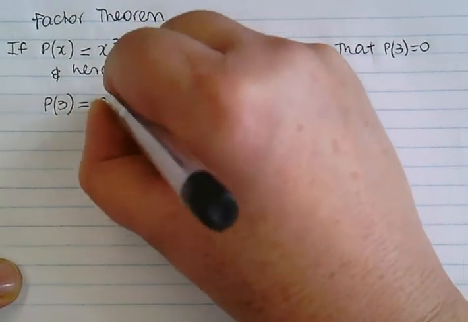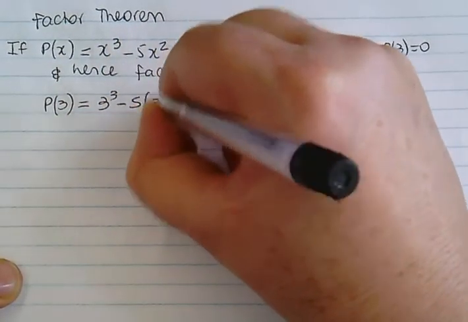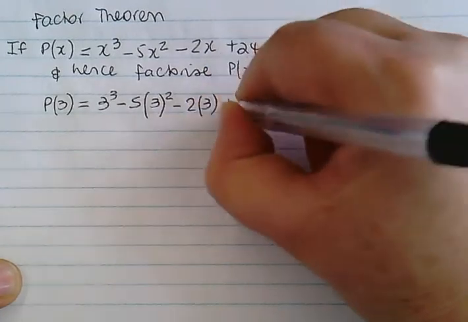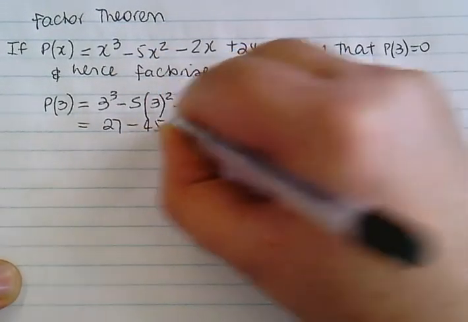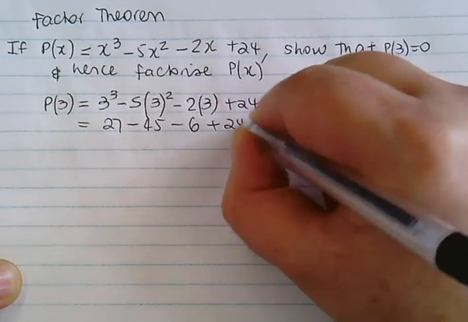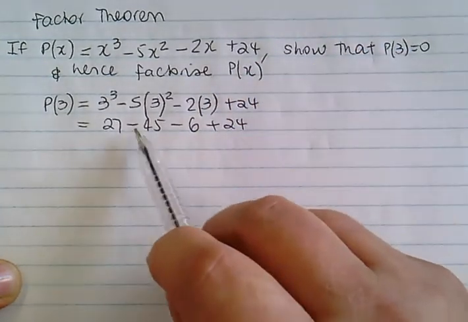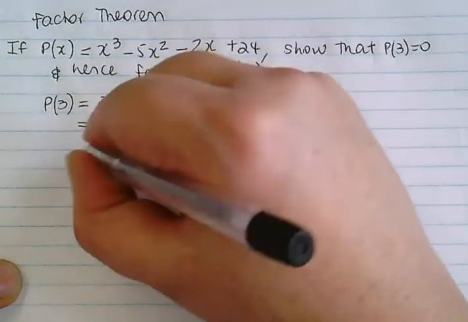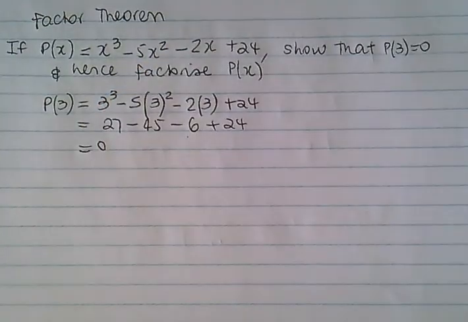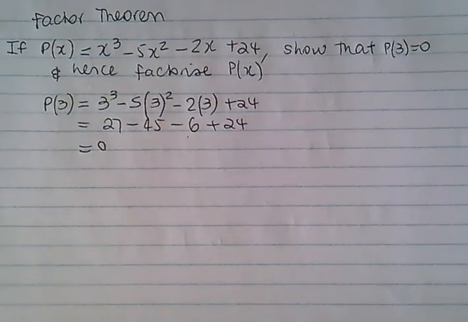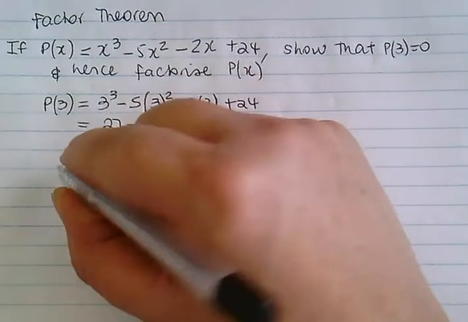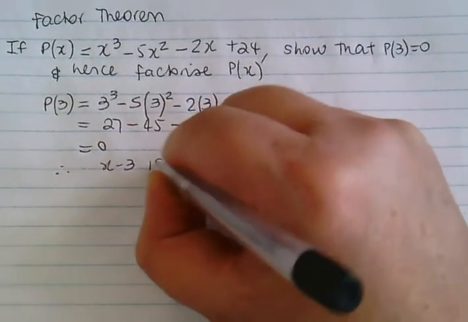We get 3 cubed minus 5 times 3 squared minus 2 times 3 plus 24, which is 27 minus 45 minus 6 plus 24. Minus 51 plus 51, that works. So I just look at the negatives and the positives. Minus 51 and plus 51 with the plus numbers, that equals 0. So we can say, therefore, x minus 3 is a factor.